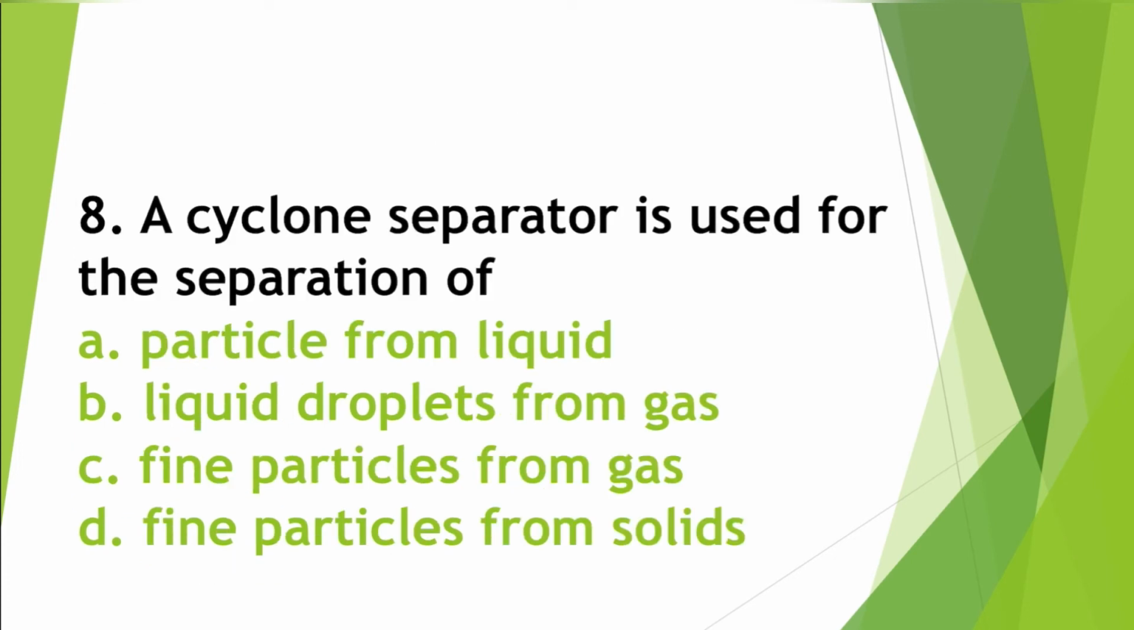Next. A cyclone separator is used for the separation of: the options are particles from liquid, liquid droplets from gas, fine particles from gas, or fine particles from solid. Here in this question, two answers are correct, that is liquid droplets from gas and fine particles from gas. Cyclone separator is used for the separation of liquid droplets and fine particles from gas. Answers B and C both are correct.